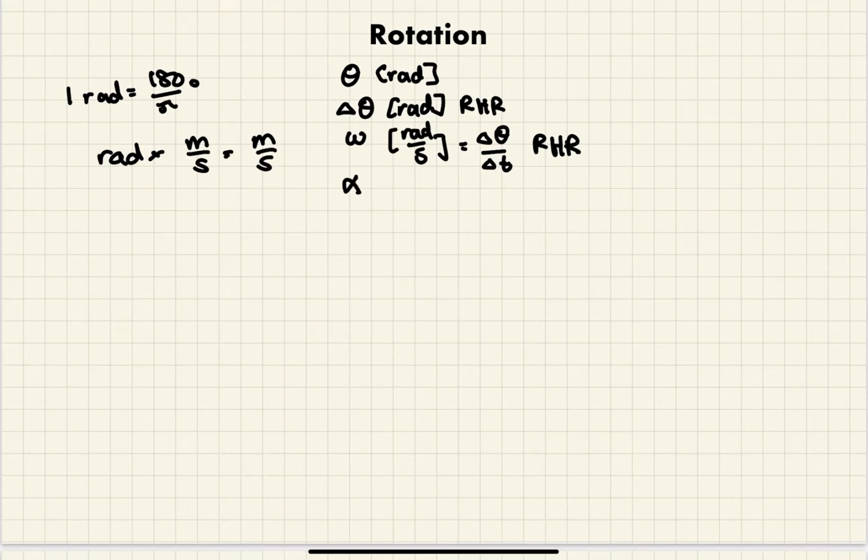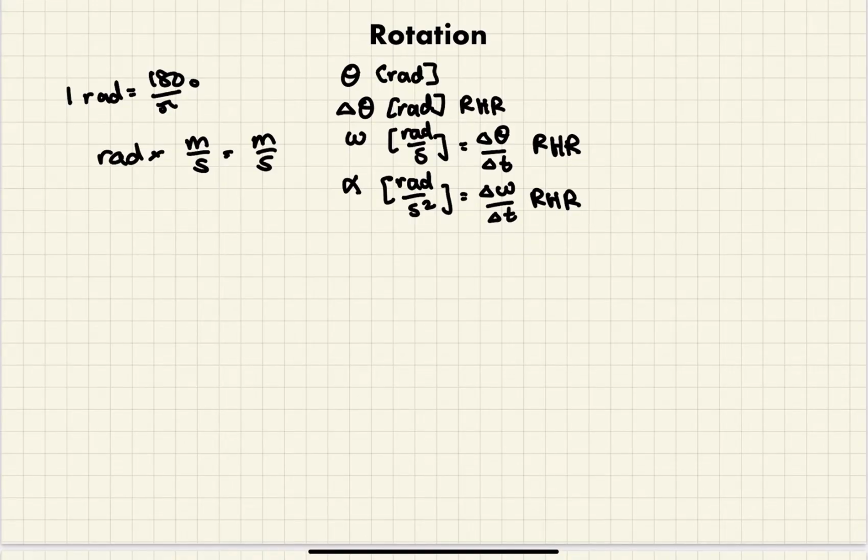And then finally, we have angular acceleration. As you probably expected, it's radians per second squared because it's equal to the change in angular velocity with respect to time, or the derivative if you're talking about the instantaneous one. And yes, it also uses the right-hand rule to get the direction.